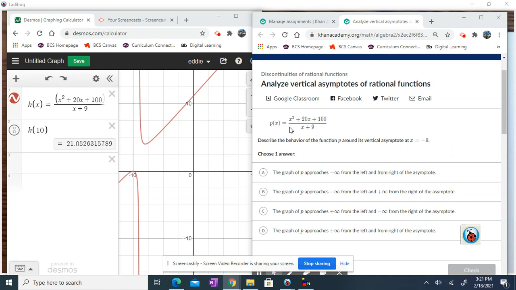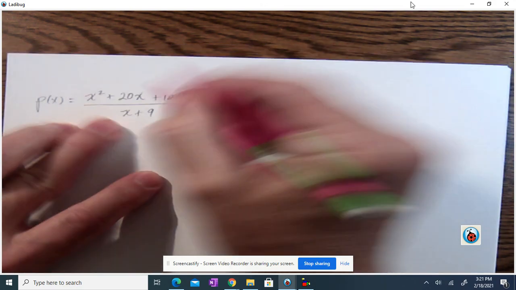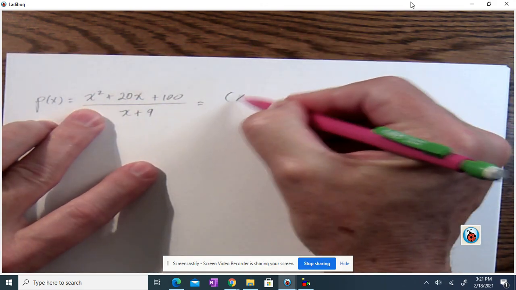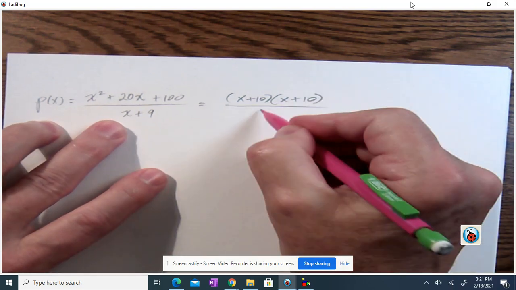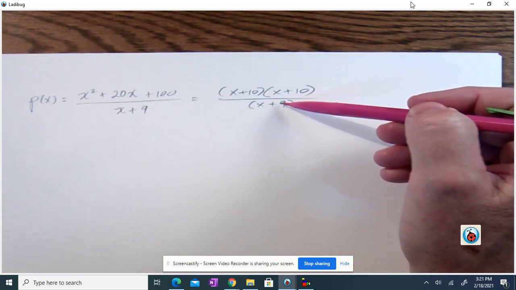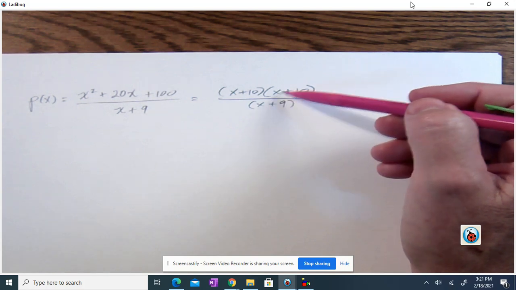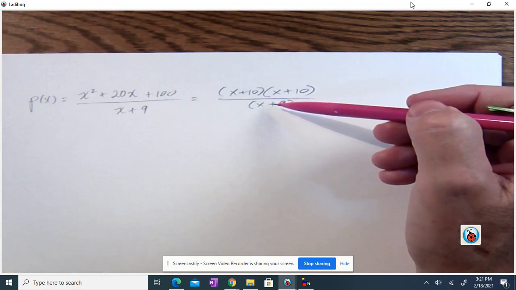So there's a vertical asymptote at -9 because if you put a -9 right here where x is, it's going to make the bottom 0. And that doesn't cancel out on the top. What I mean by that is I can factor this top, and it could be x plus 10, x plus 10 over x plus 9. Now, if there were x plus 9 on top and on the bottom, then there would not be a vertical asymptote there at -9. There would be what's called a hole in the graph, or a point of removable discontinuity.